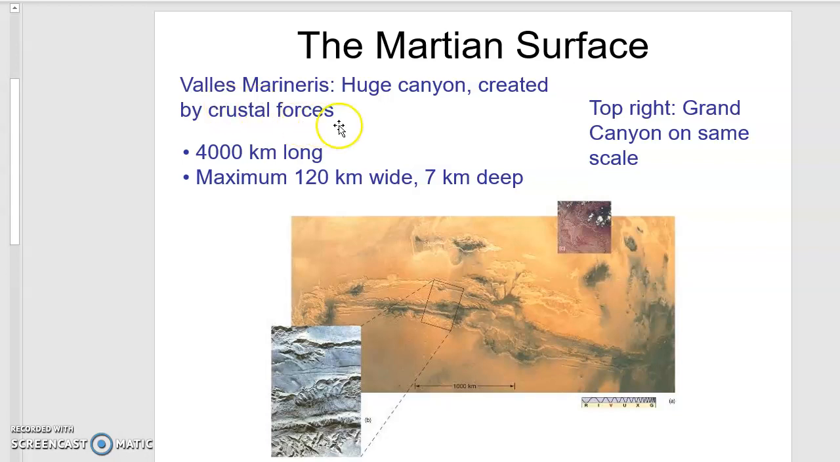Mariner Valley is a huge canyon. That's the big thing about this. I guess it's created by crustal forces. Crustal forces are not the same thing as plate tectonics, because there's no plate tectonics on Mars. But it's about 4,000 kilometers long. Here's the Grand Canyon, and that's all of it. Look how large the Mariner Valley is and how deep a swath of material it is. It's huge. Why did it get that way? I don't know.